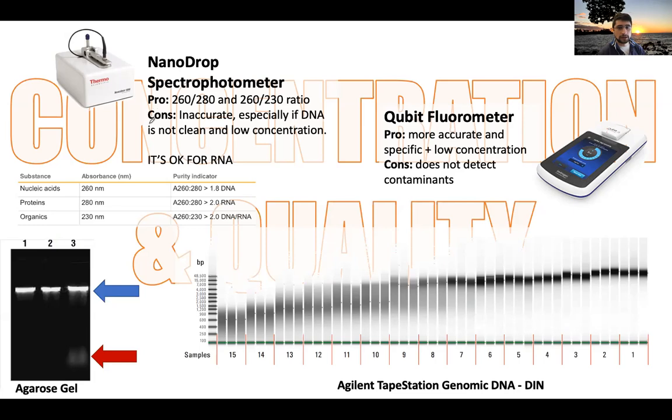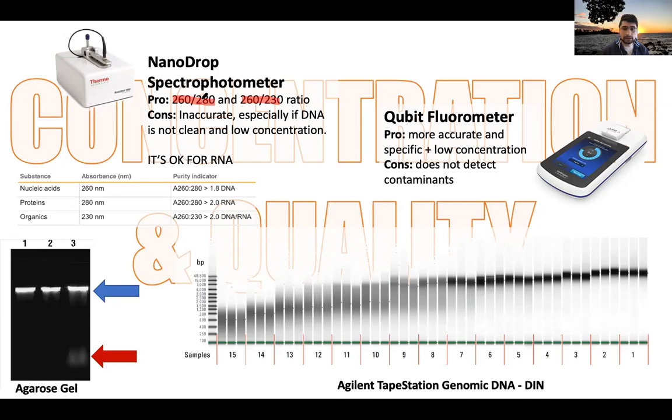So if I'm telling you, do not use the nanodrop to quantify your genomic DNA. It's only good, and I still use it, by the way, to check the quality of my extracted DNA. It's good because it's a spectrophotometer, right? So we can check the 260/280 ratio and the 260/230 ratio. The 260/280 ratio is telling us whether we have a contamination from proteins.